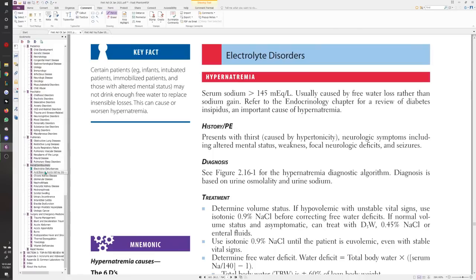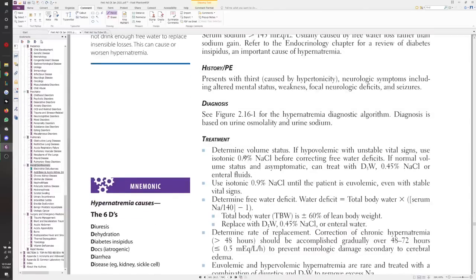So this is why electrolyte disturbance is going to lead to the acid-base disorder topic, and we're going to make sure we understand that connection. It presents with thirst because of the hypertonicity, and neurologic symptoms including altered mental status, weakness, focal neurological deficits, and seizures.